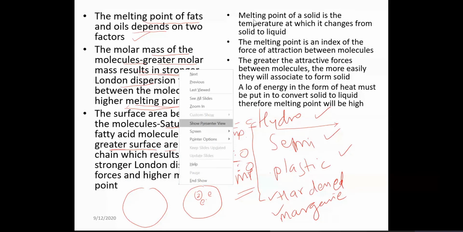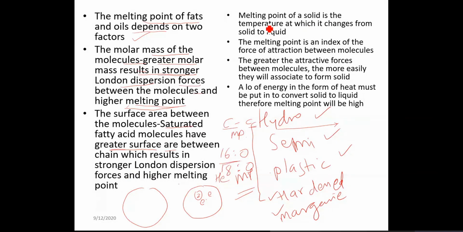The melting point of a solid is the temperature at which it changes from a solid to a liquid phase. The melting point is usually an index of the force of attraction between the molecules. I gave you an example.